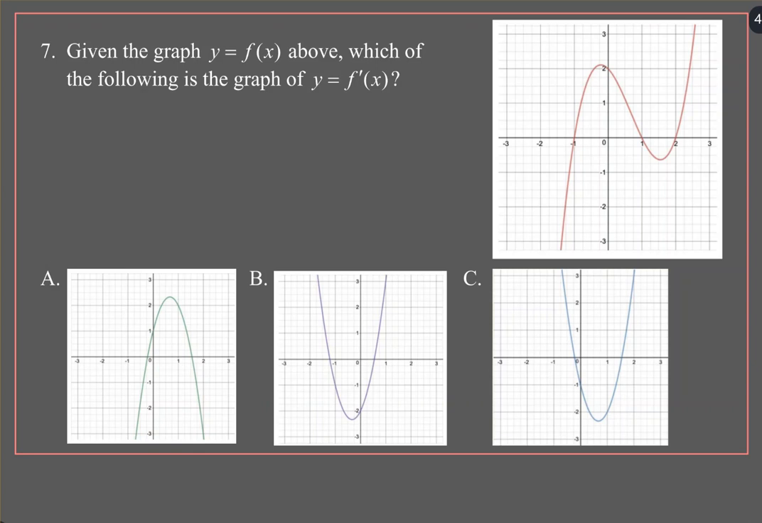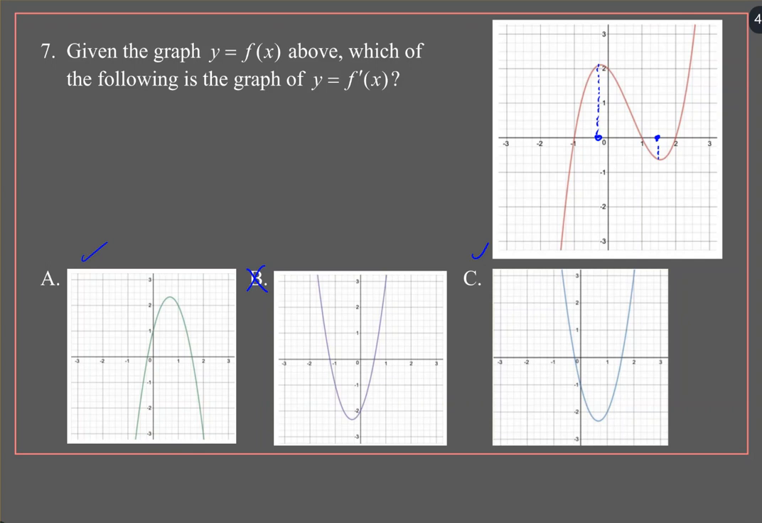So I'm going to come over here, and the zeros are going to be here and here, about 1.5 and about negative 0.33. So 1.5, this one works. This one definitely doesn't work. And this one works. So I'm using the zeros.